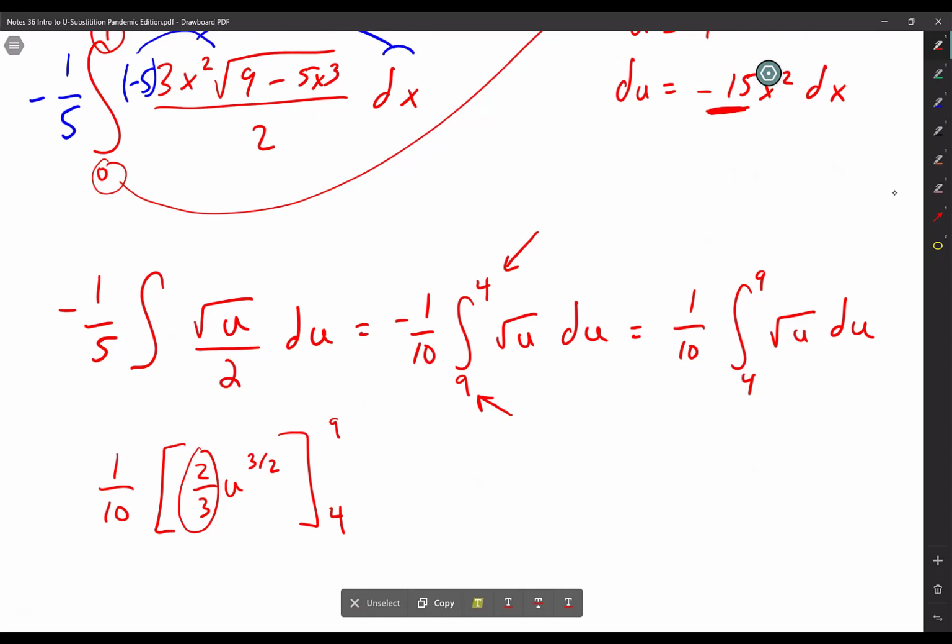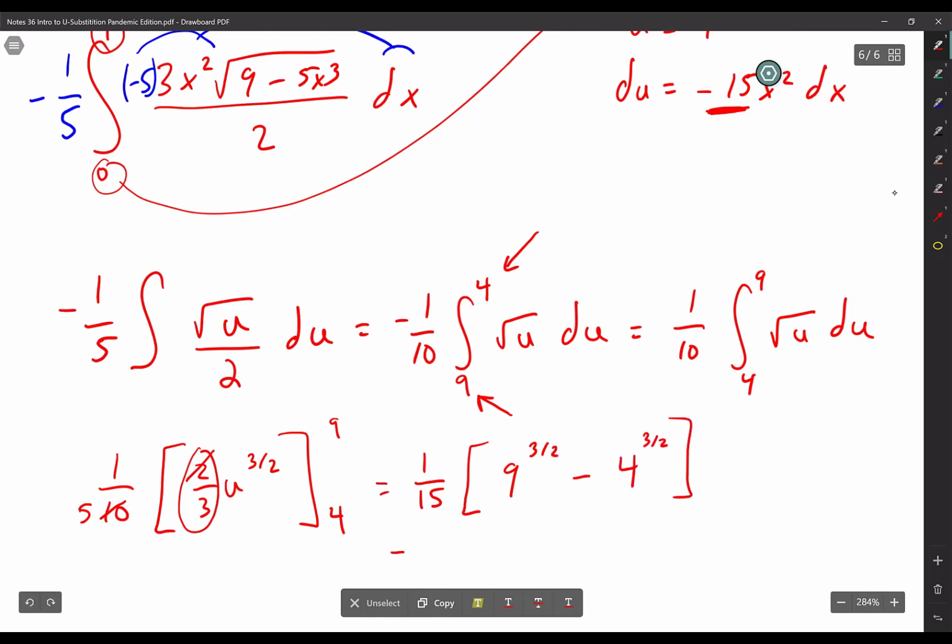Does that make sense to you guys or no? It's just algebra. 2 goes into 10 5 times. 5 times 3 is 15. And I'm just going to do upper minus lower: 9 to the 3/2 minus 4 to the 3/2. Chavez, I don't like your algebra. That's okay, you can do your algebra as long as it's correct math. 1 over 15.